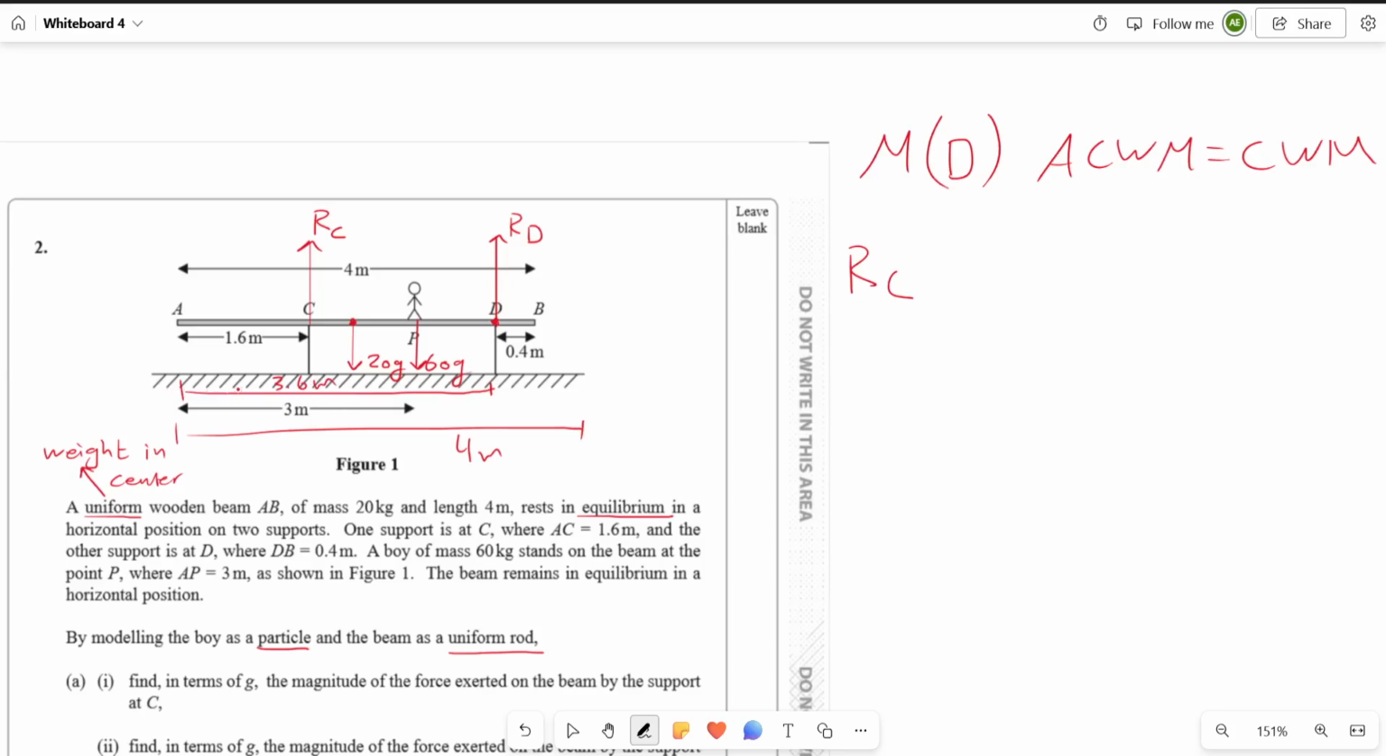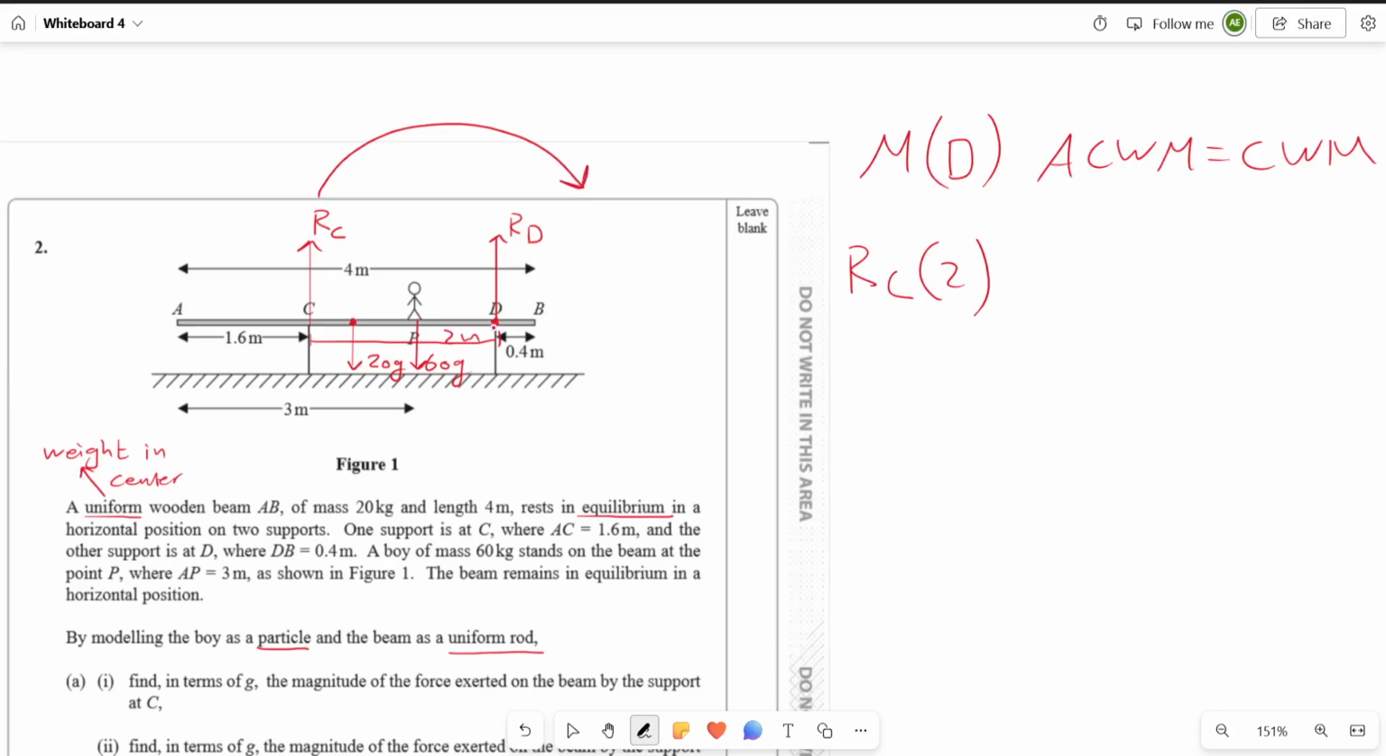I know this whole distance is 3.6 and this beginning distance is 1.6. If I do 3.6 minus 1.6, that's going to give me 2, and it's going to leave me with the distance that I want. So I know that this distance over here is going to be 2 meters. So RC multiplied by 2. What direction is this moment? RC is going to produce a moment like this.